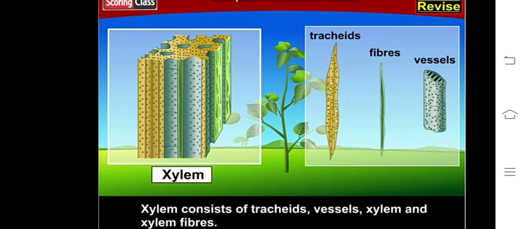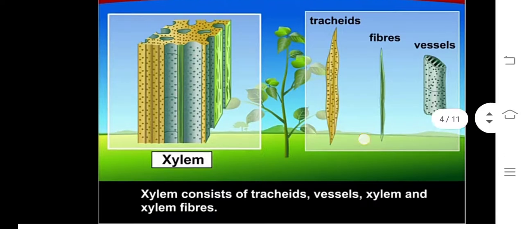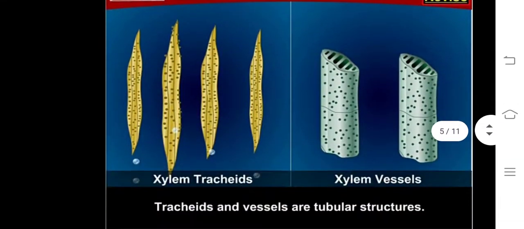Clear? Xylem is also called dead tissue. Why, ma'am, do we call it dead tissue? Because the tracheids, fibers, and vessels are dead in nature. The only type of living cells present in the xylem is called xylem parenchyma.